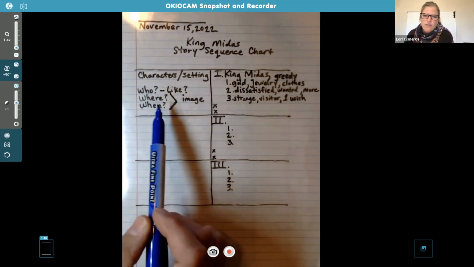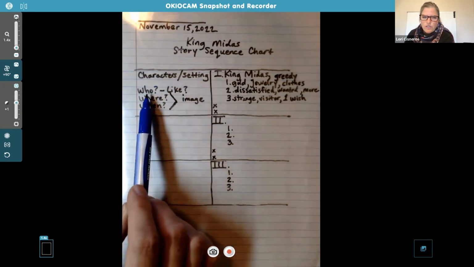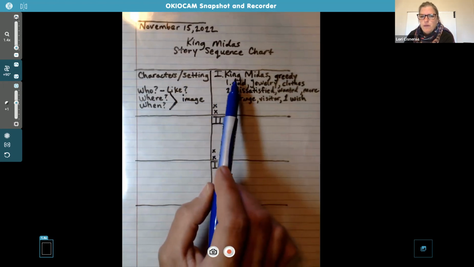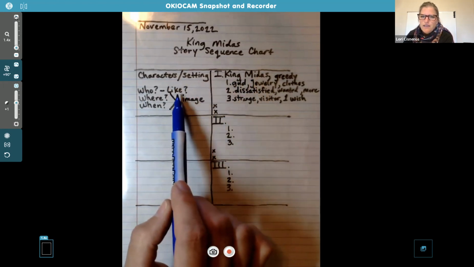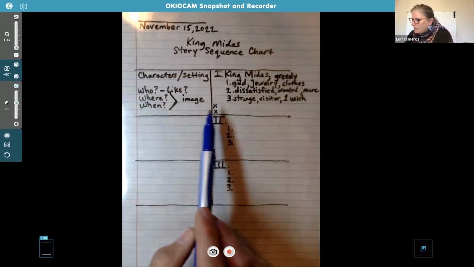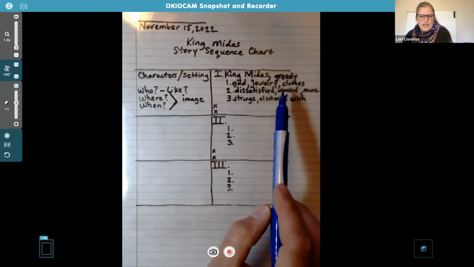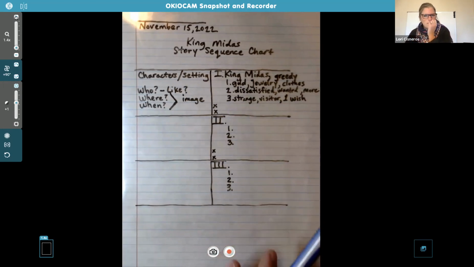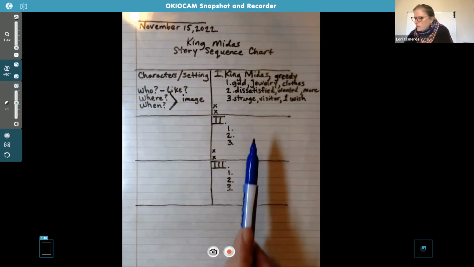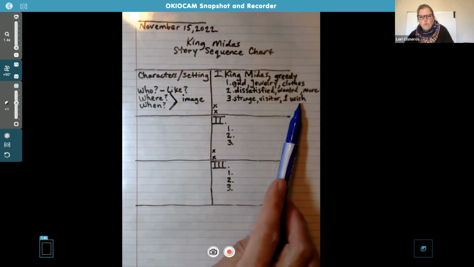So that first paragraph is introducing the characters and the setting. So we're talking about who, and here we're talking about King Midas, remember? And then what is he like? He's greedy. We decided he was greedy. And then we talked about what he was like at the beginning of the story. Remember, he was all into his gold and he had jewelry and clothes, but he was dissatisfied because he wanted more. And then he had this strange visitor come and visit, and the strange visitor gave him one wish.